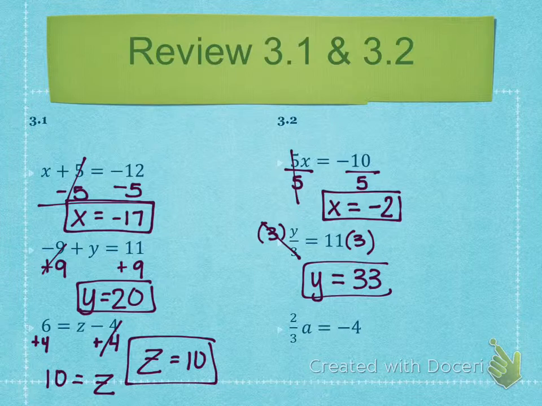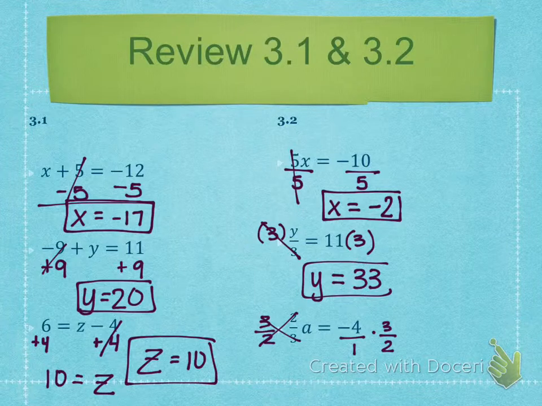Now on this next one, let's see who knows how to do this one. Christian, what would I do? Multiply by the reciprocal. Perfect. Anytime you see a fraction in front of a variable, we multiply by the reciprocal. What's the reciprocal of 2/3? 3 over 2. Cancel out. I multiply this side by 3 over 2. Now I'm going to write negative 4 over 1.